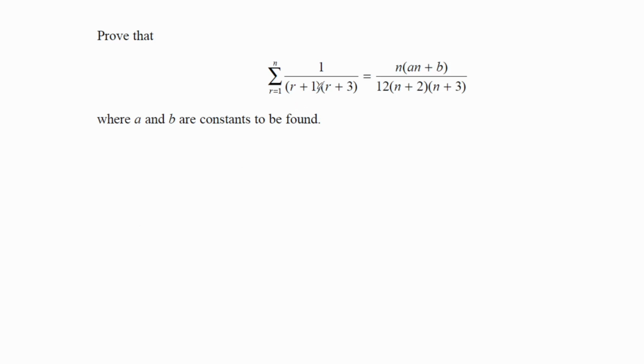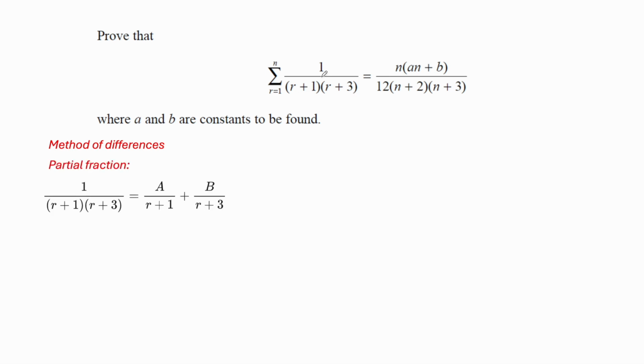Prove that the sum of 1 over (r+1)(r+3) equals n(an+b) over 12(n+2)(n+3), where a and b are constants to be found. So using the method of differences, we can do this question. And we need to first use partial fractions to work this out.